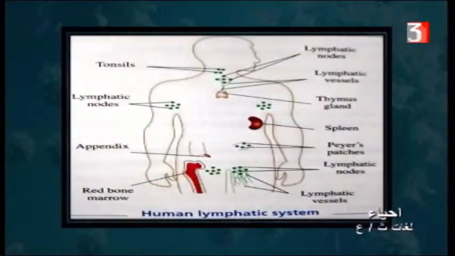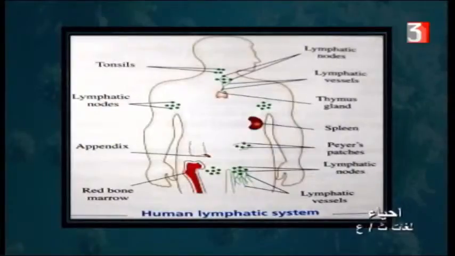This is the human lymphatic system. What is the structure of the lymphatic system inside the human? First, in the tonsils. The two tonsils contain lymphatic nodes, also lymphatic organs. Tonsils are considered lymph nodes.